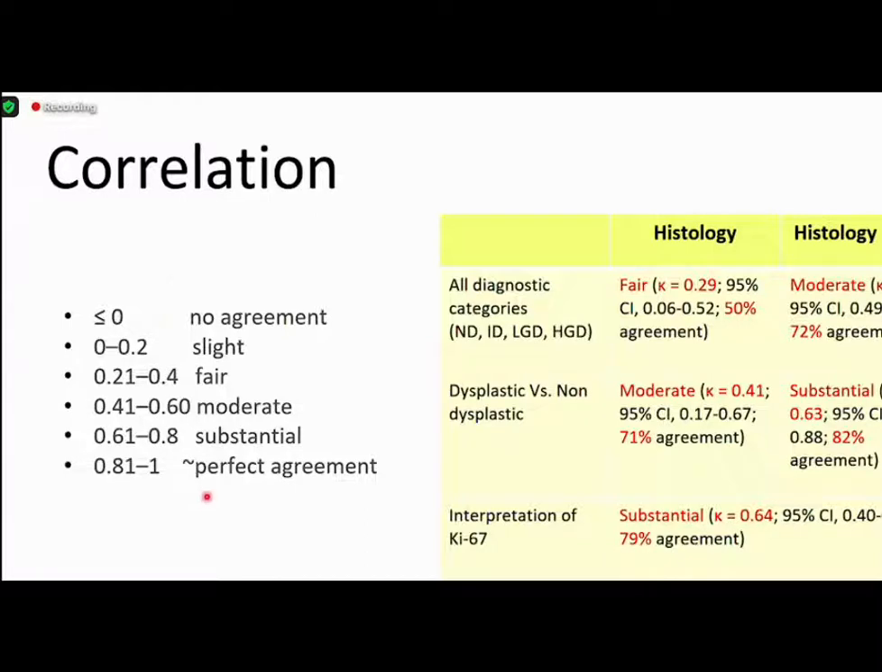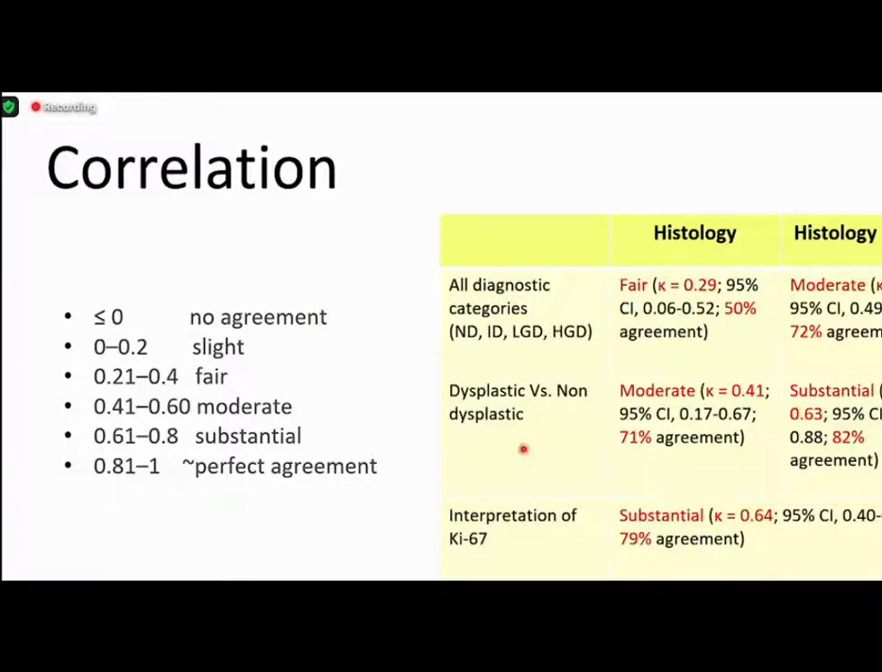So now come the results of this case control study. Again, we have this reference table here for measuring the kappa intervals. We saw similar trends as in our initial study, with improved kappa correlation amongst pathologists for dysplasia diagnosis. For all diagnostic categories, it improved from fair by histology alone, a kappa value of 0.29 or 50% agreement amongst pathologists, to moderate, a kappa value of 0.60 with histology and Ki-67 combined, and 72% agreement.